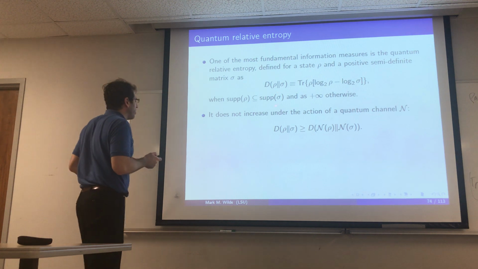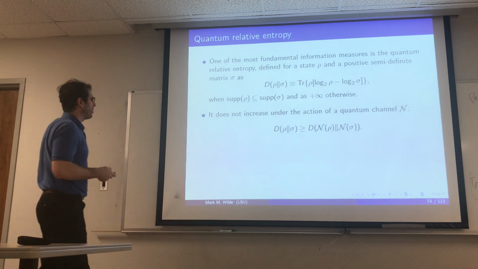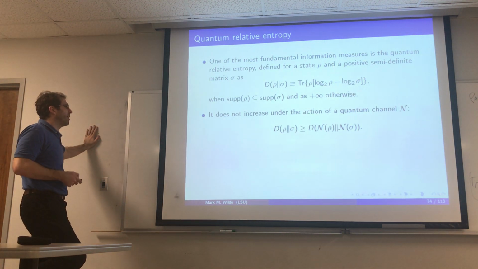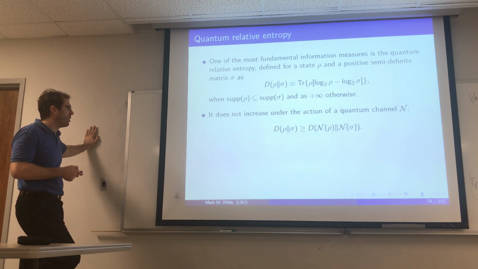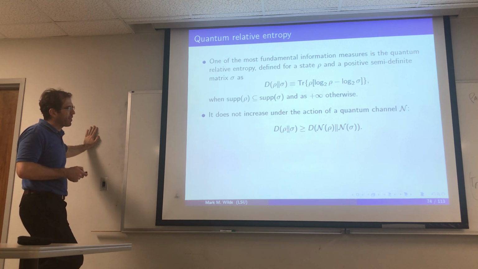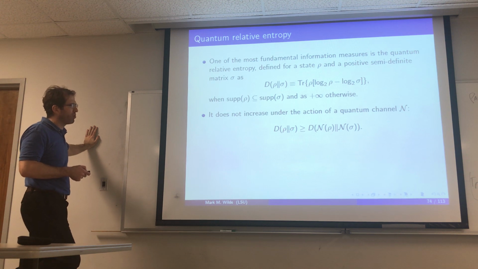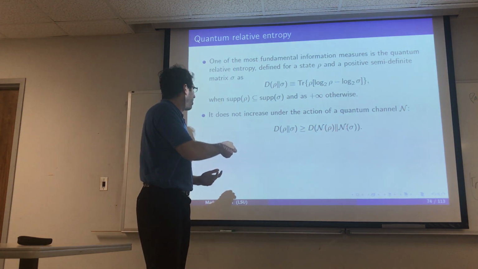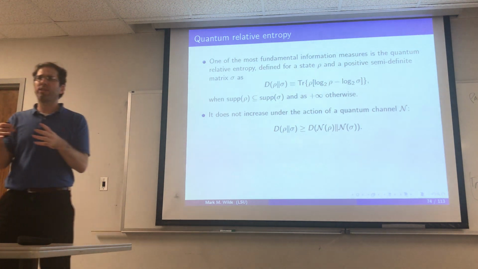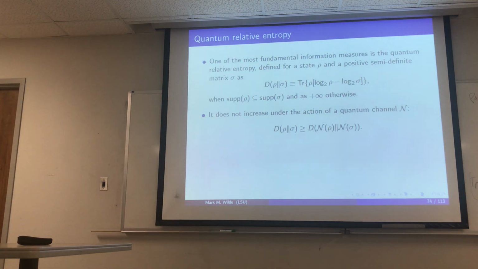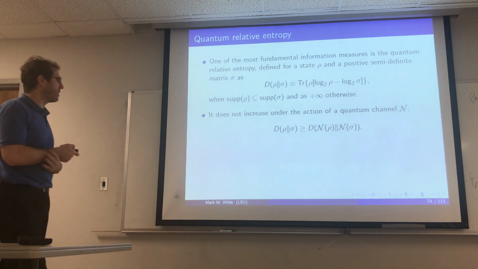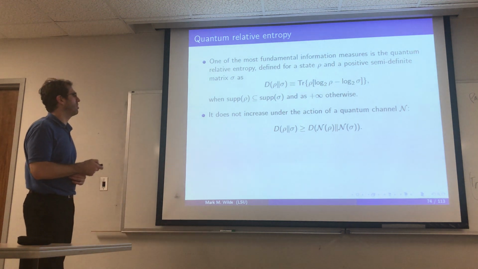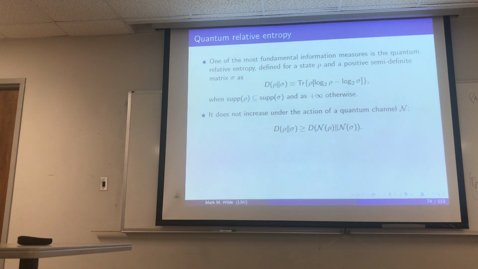Okay. So it's a measure of distinguishability with a physical and operational meaning, and one of its core properties is that it doesn't increase when you apply a quantum channel to both states. So how do you interpret this? If this is a measure of how distinguishable rho is from sigma, if you then apply noise to both rho and sigma, then it's harder to tell them apart. They're not as distinguishable as they were before. So if you have a measure of distinguishability, it should not increase under a noisy quantum channel.